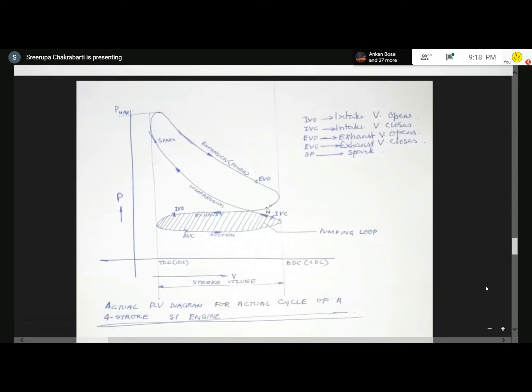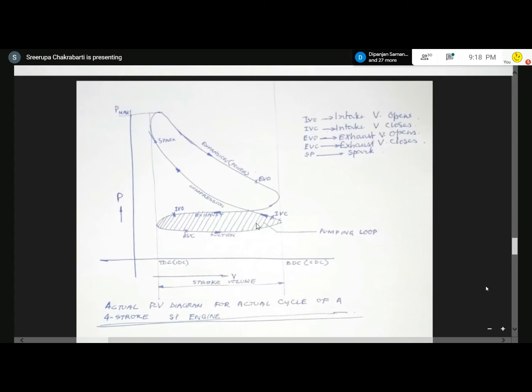Why does it drop? Because the piston has moved to the farthest point. The volume increases, so the pressure drops. After that, there is no more energy left in the gas, so the pressure comes down. And this is the line which is the atmospheric pressure.